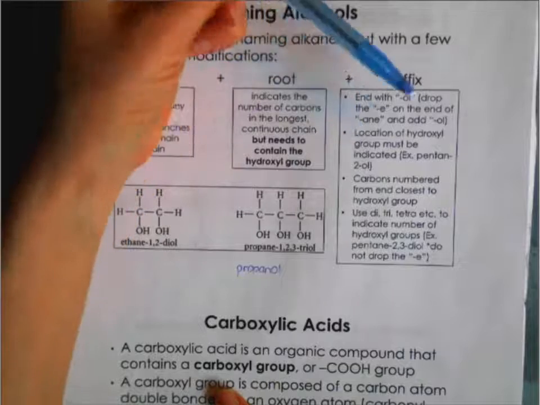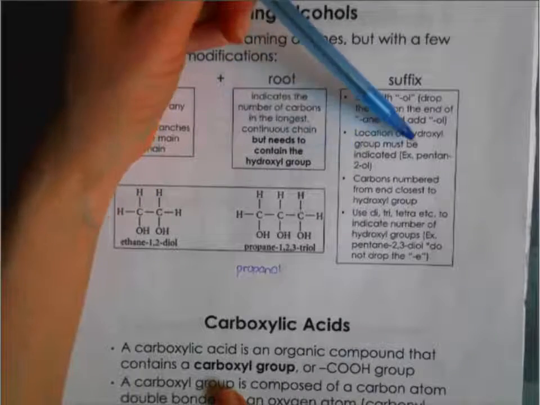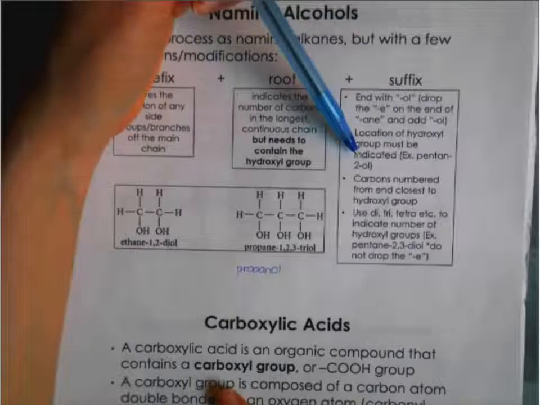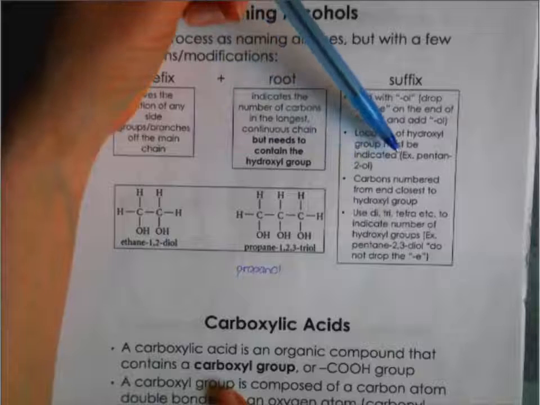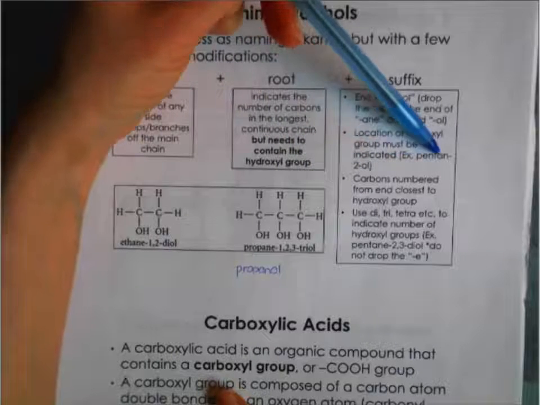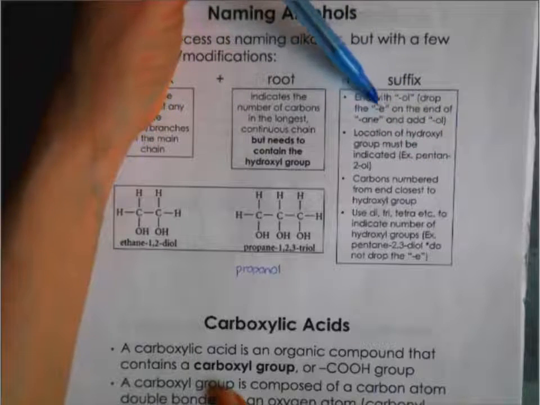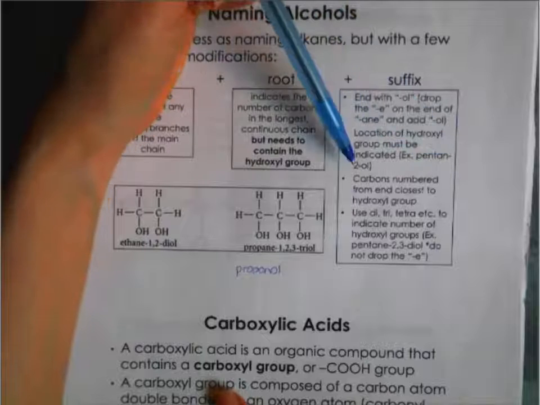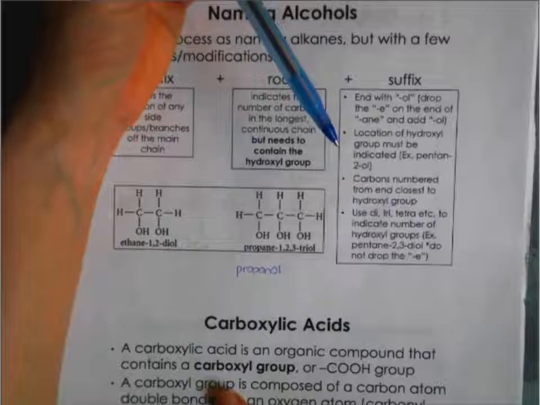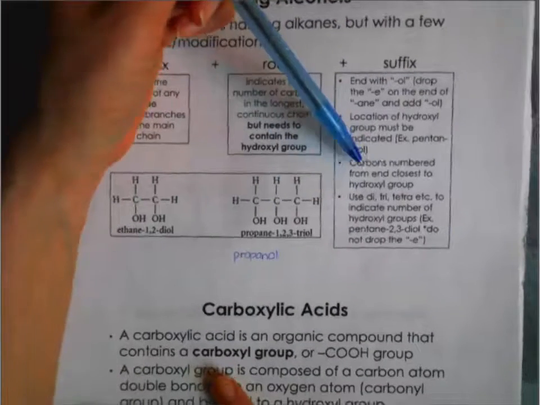The location of the hydroxyl group has to be indicated, so you basically have to have a number. For example, here, if we have basically pentane, but it has an alcohol group on the second carbon on one end of the chain, then you would say pentane, so the root name minus the E, always drop the E, pentane dash 2 to show that it's on the second carbon, dash OL to show that it's an alcohol. Okay, and I'll go through some more examples, so hopefully it'll make more sense to you.